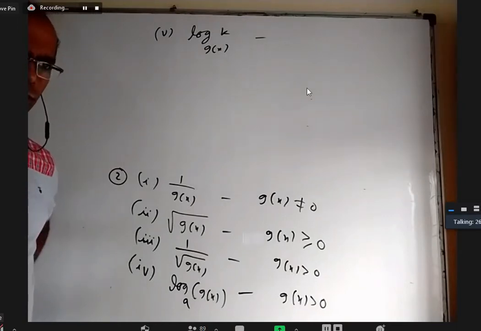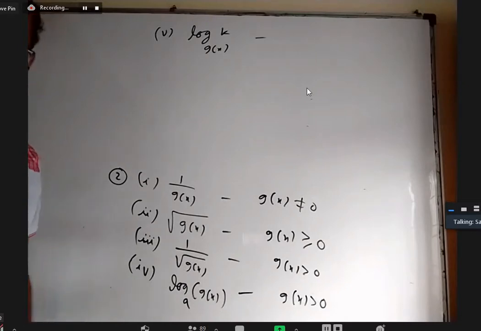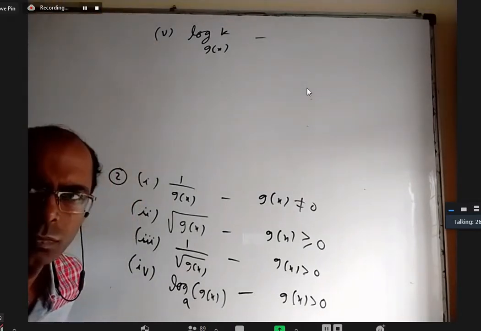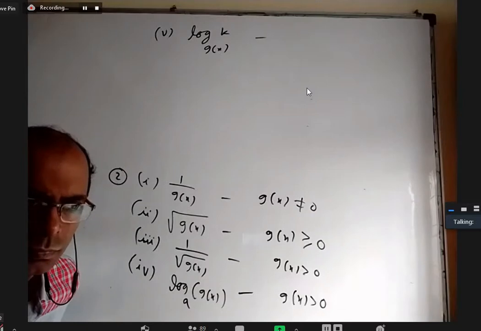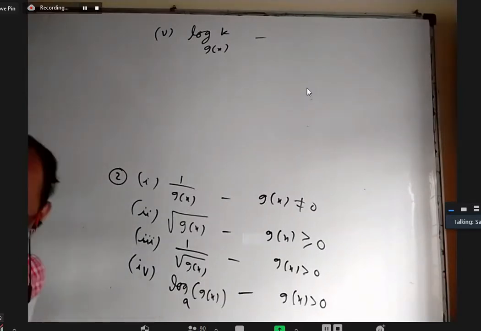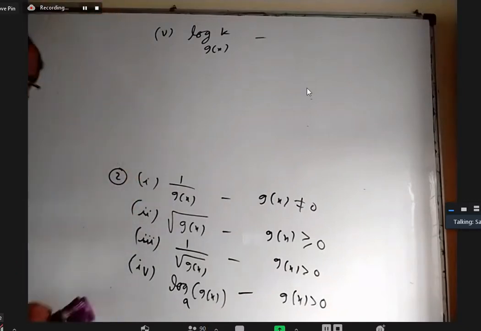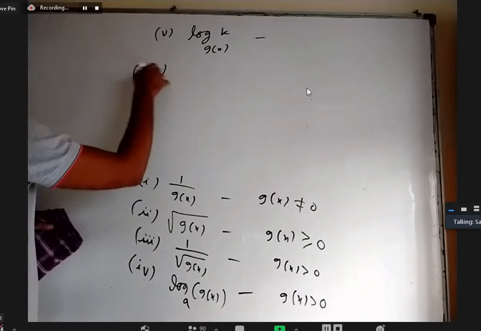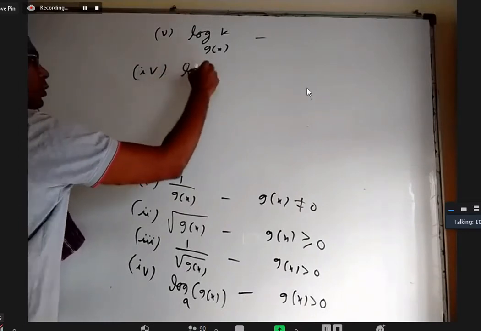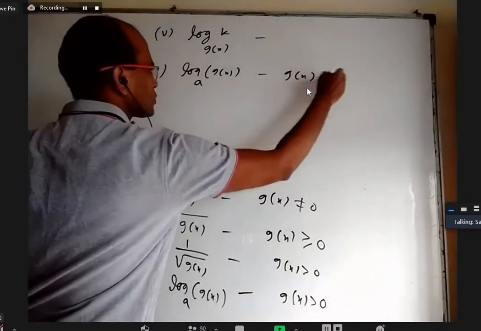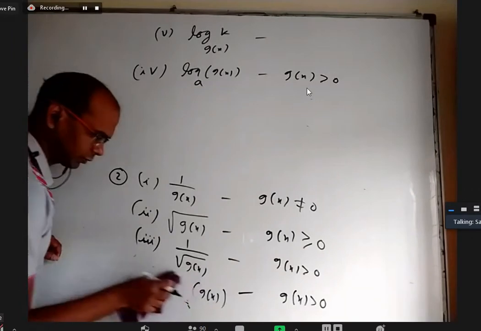Sir, not able to see the fourth one clearly. You are not able to see my board? What about others? Others are able to see my board? Yes, sir. Fourth point you are not able to see. Okay, I'll write it on the top. Not a problem. For the fifth one, log of g of x with base a, g of x should be positive. Okay, this is the fourth point. I'm just arranging.